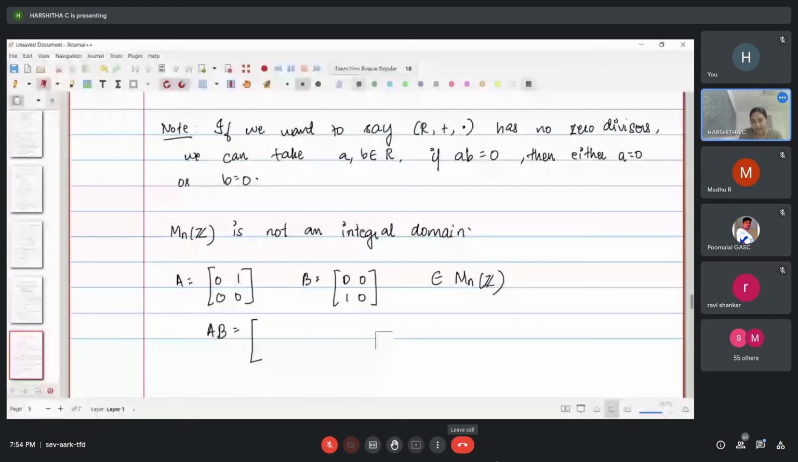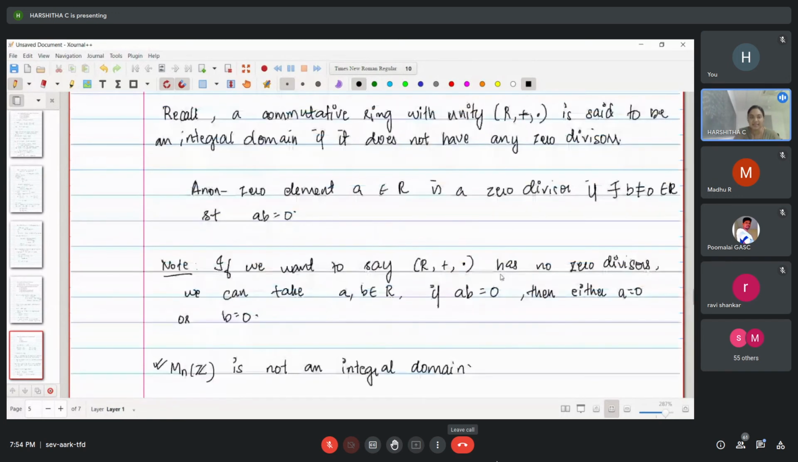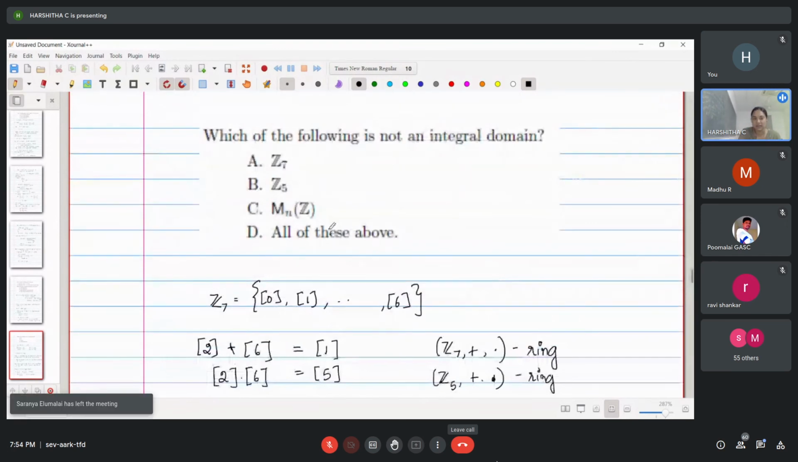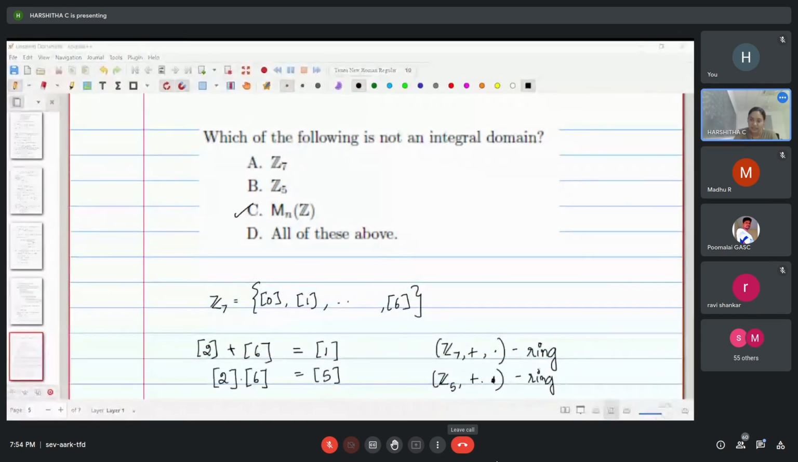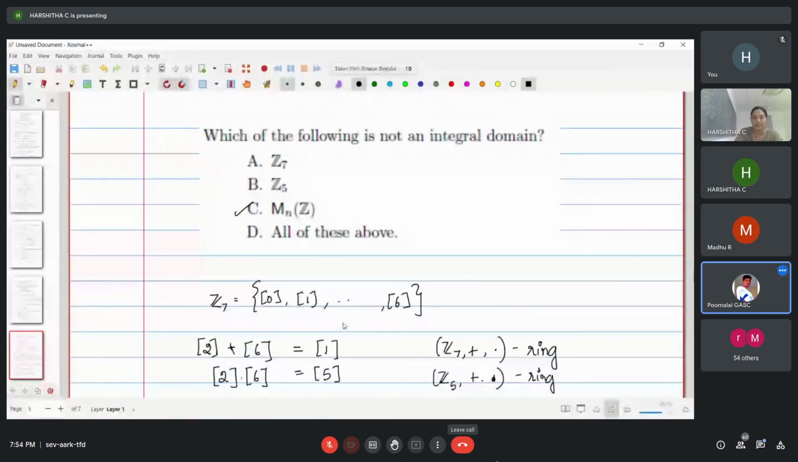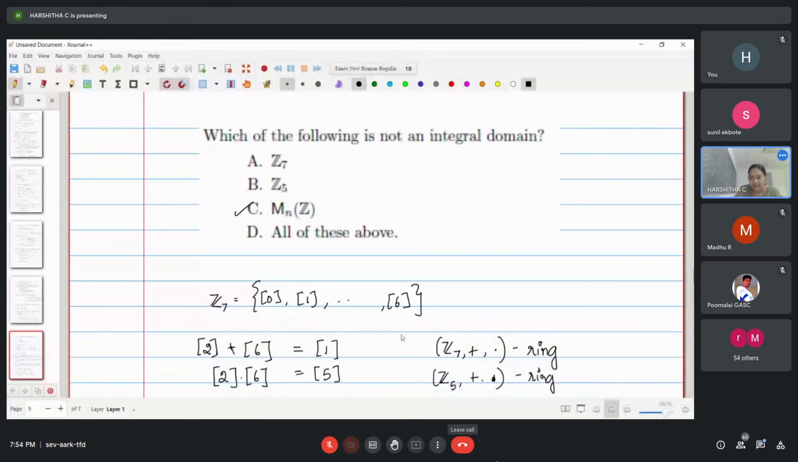So A is a zero divisor. In fact, B is also a zero divisor. Which means MnZ is not an integral domain. That's right. But let's go back and see what happens to Z5 and Z7. It's true that this is not an integral domain, but are Z5 and Z7 integral domains? Yes, both are integral domains. That is right.